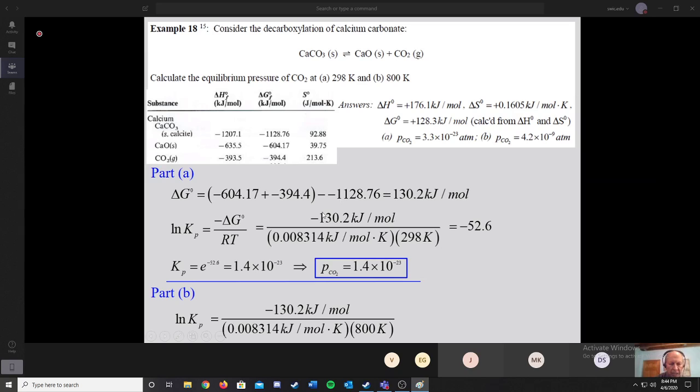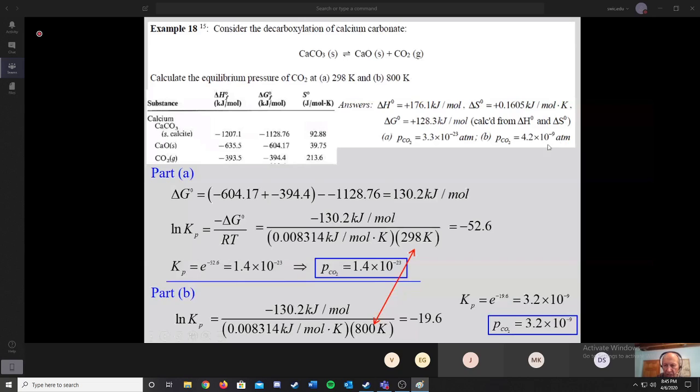So basically we set up the identical expression, but instead of 298, we have 800 Kelvin. And then solve for log Kp and we get minus 19.6. So there's a pretty big difference between the two temps. And then solve for Kp and we get Kp is 3.2 times 10 to the minus 9. So in this case, the pressure is 3.2 times 10 to the minus 9.